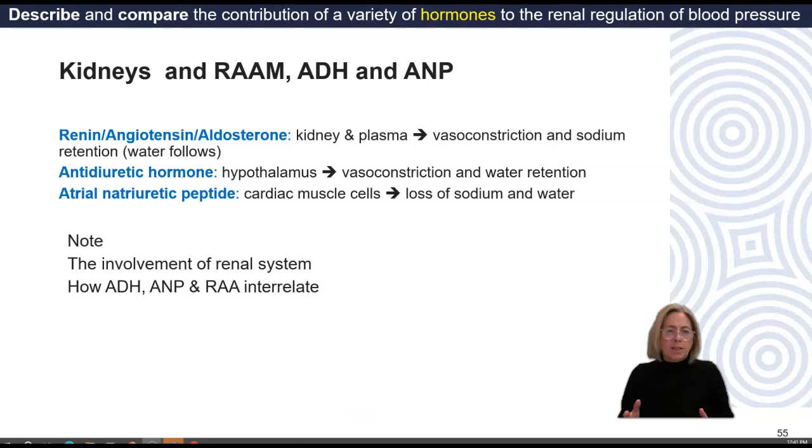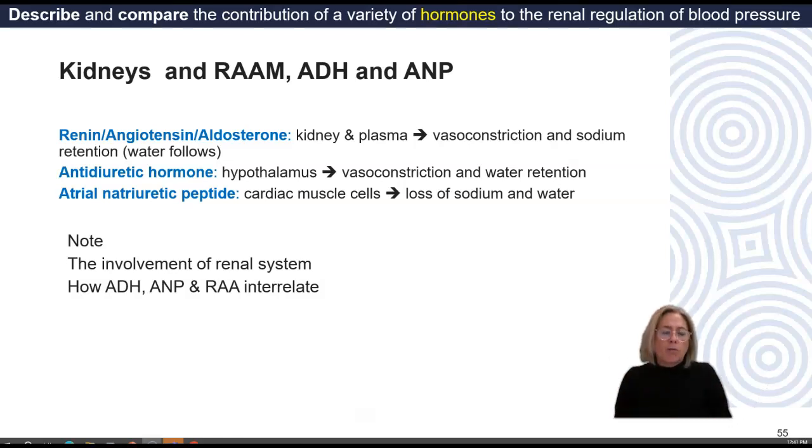So just to summarize the connection between renin, angiotensin and aldosterone with antidiuretic hormone and atrial natriuretic peptide. With renin, angiotensin, and aldosterone, it involves the kidneys, of course, and plasma. The net result is vasoconstriction and sodium retention from the kidneys back into the blood, and water will follow. So the net effect of renin, angiotensin, aldosterone is to increase your blood pressure.